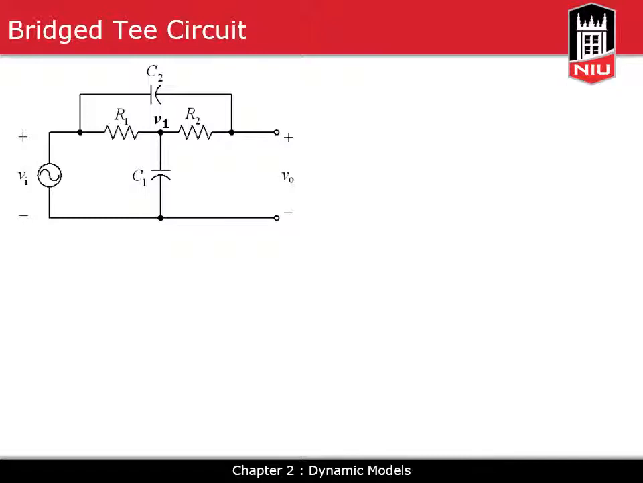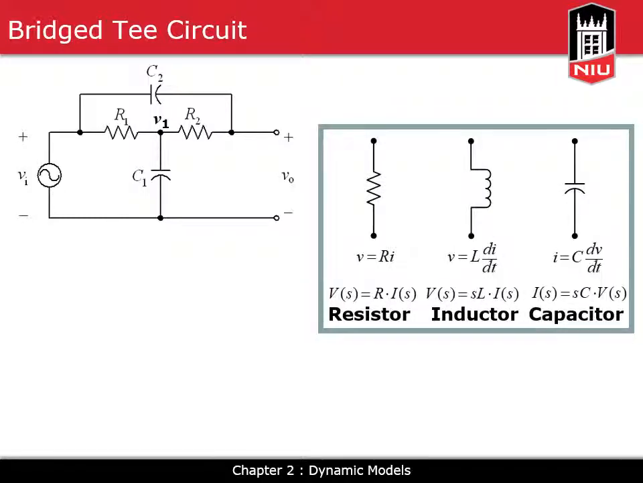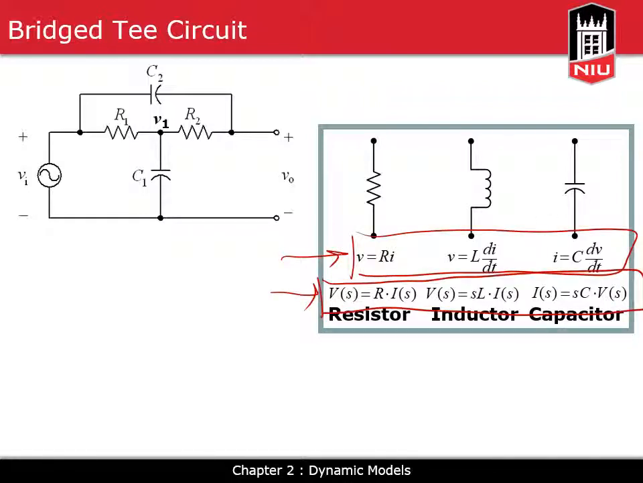A third example would be an electrical circuit. This might be even simpler for you. Just one thing to mention here are the voltage-current relationships for resistor, inductor, and capacitor in the time domain, these first three equations, and in the S domain. You can get the S domain equations by just applying the Laplace transform on the equations in the time domain.